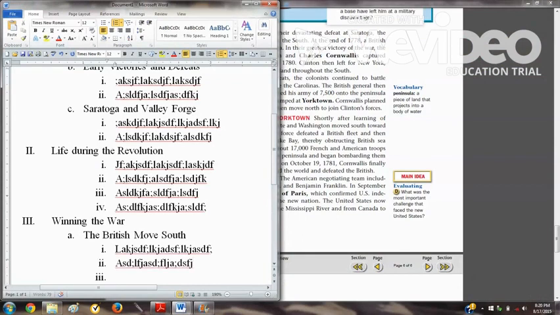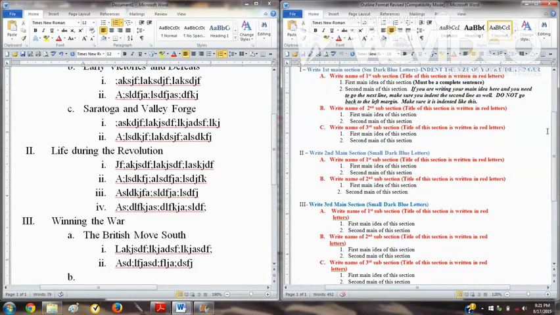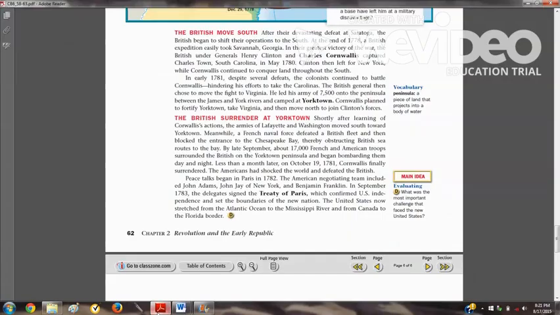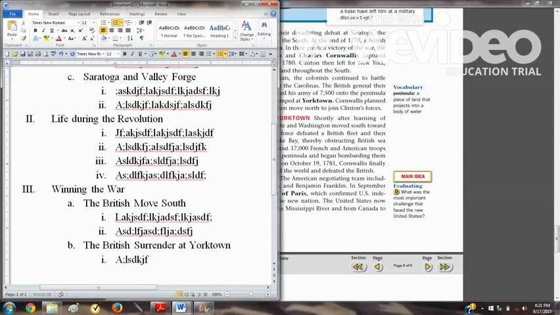Let's go to B. Now see, we're following the outline format. The outline format said that once we get Roman numeral 3, write the main section, A, B, C, and so on. So is there a B? Let's go over here. Yes, it is. The British surrender at Yorktown. So then that means here, the British surrender at Yorktown. Okay, and again, indent 1 main idea, 2 main ideas.